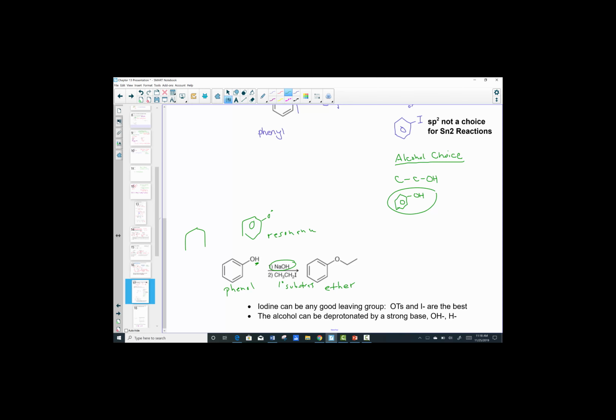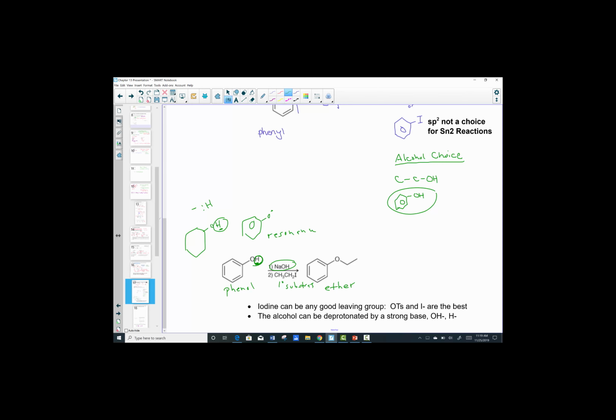However, just to bring up a previous lesson, if I had cyclohexanol, I cannot deprotonate that hydrogen with sodium hydroxide. That is not a strong enough base. I would have to use hydride as a strong enough base to deprotonate cyclohexanol over phenol. So careful selection of the base. This is a more acidic proton than on the cyclohexanol. So selecting the base to deprotonate the alcohol is step 1.